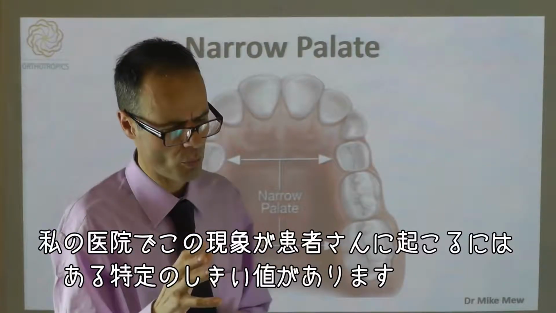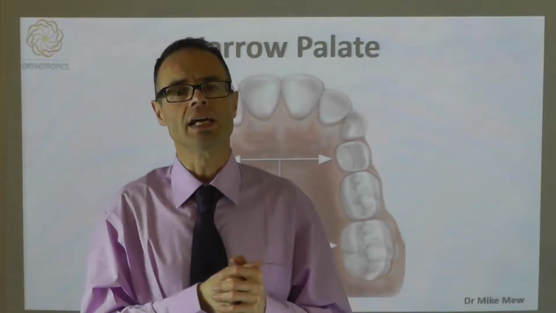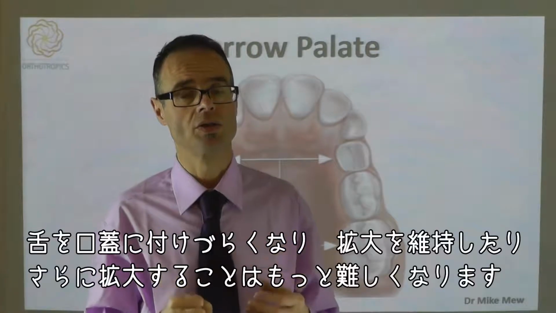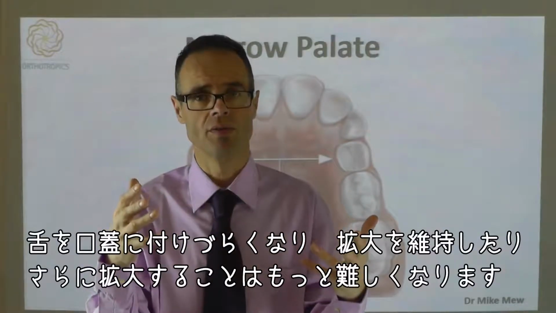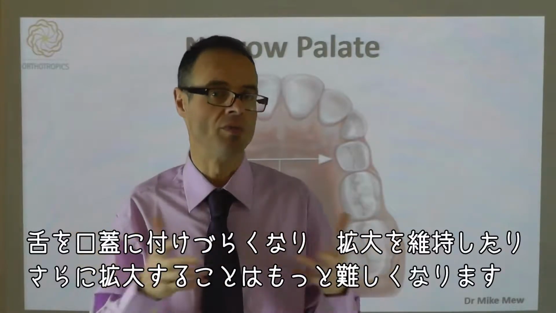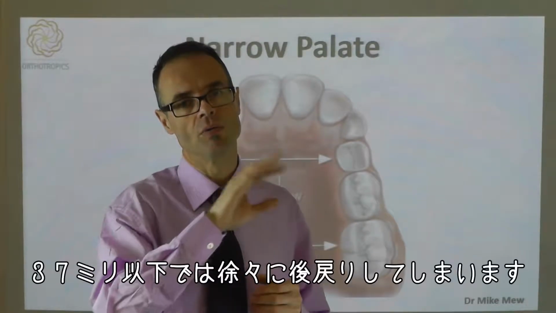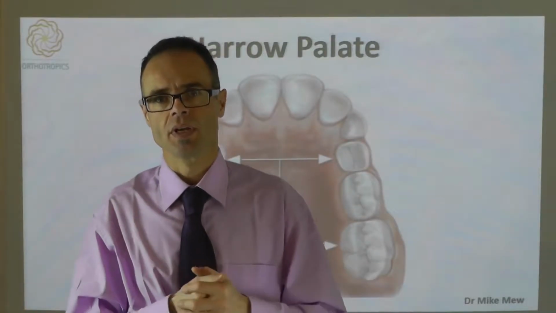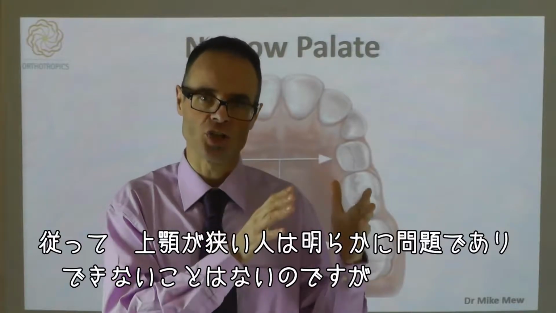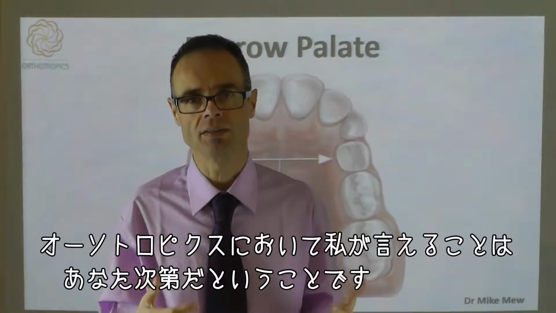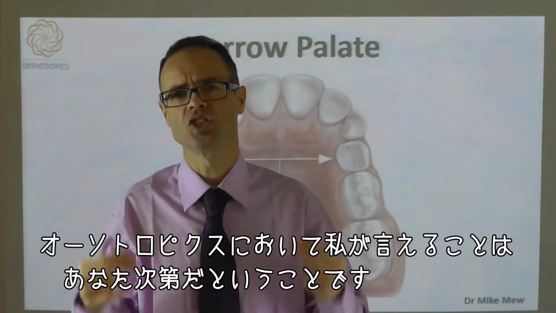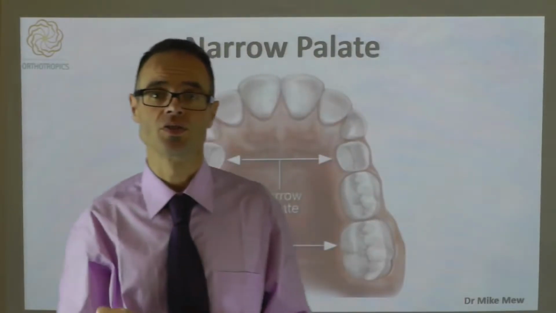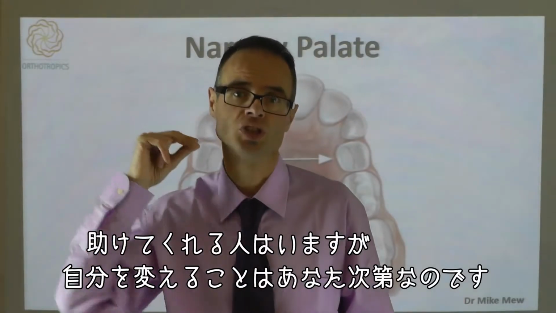And my rule of thumb when I'm treating patients now in my clinic is if they're much below an intermolar width of about 37, people will struggle to place their tongue comfortably in the roof of the mouth and maintain the width, or even expand it further. And much below that magic 37, they gently start to relapse. So it's clearly an issue if you have a narrow maxilla. Things can be done, but again, and this is the big message in orthotropics, it's up to you. Don't expect someone to do this for you. Someone can help you, but it's still up to you to change yourself.